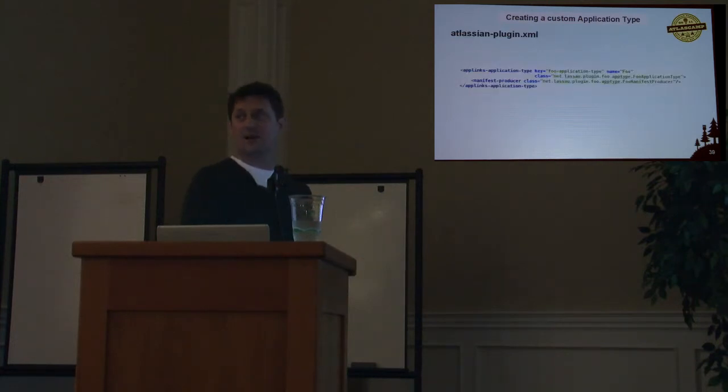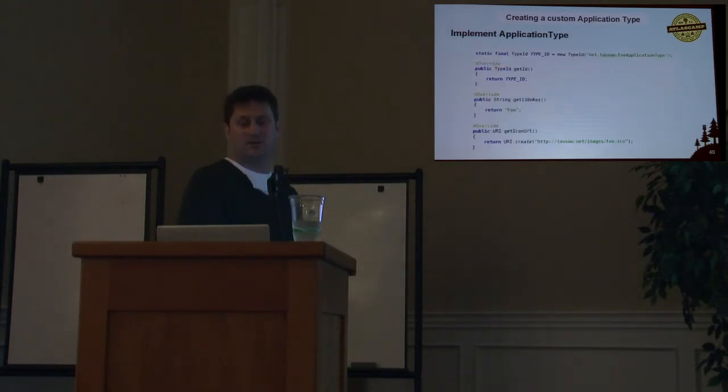So of course this is a plugin module that you'll need to implement, and there's actually two different classes we need to implement to have a custom application type. The first one is the application type, and the next one is called a manifest producer. So let's see how they work.